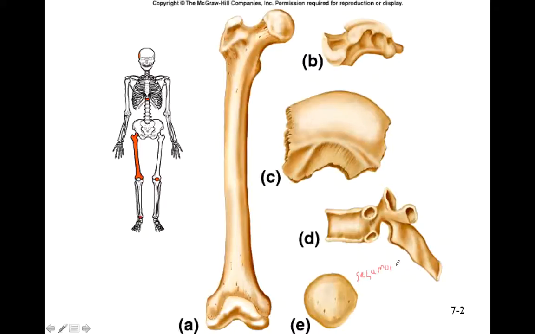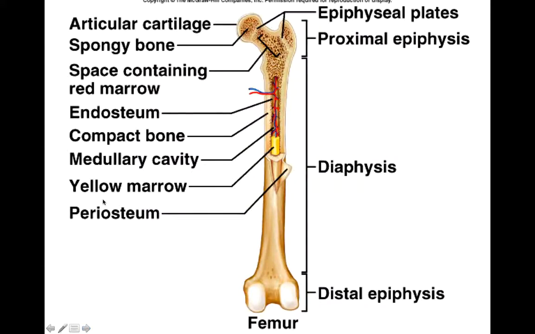Okay, follow along in your textbook with this because technology is great when it works. Okay, this is the structure of a long bone and just the general structure of a long bone. Long bones have a shaft, which we call the diaphysis, and then these projections at the ends are called epiphyses, singular epiphysis.